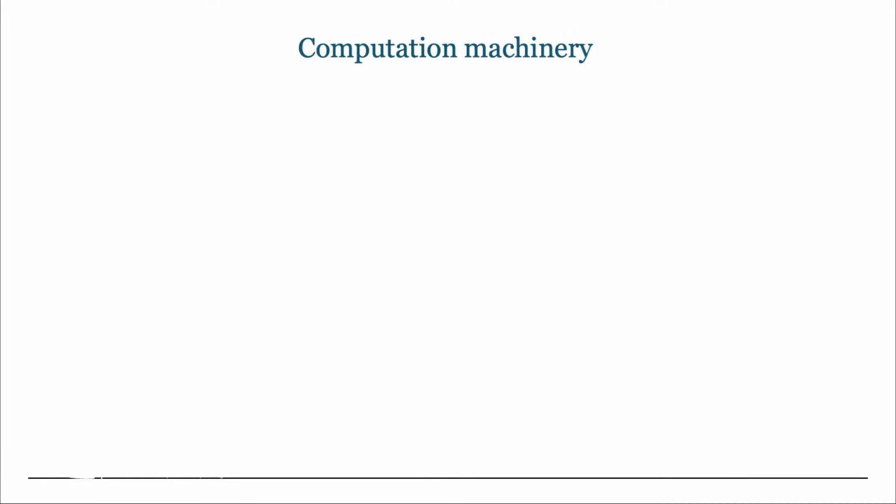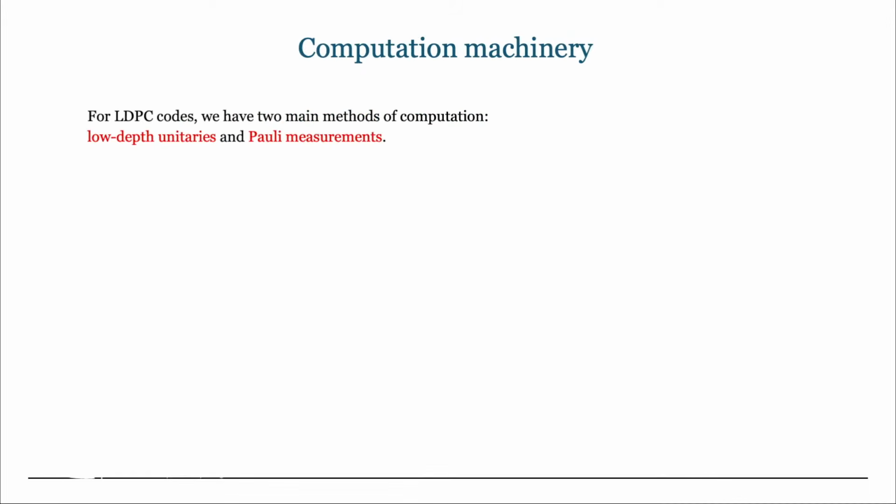Now onto the compute zone. There are two main ways to compute on LDPC codes that we understand now. One is using low-depth unitaries, and the other is using Pauli measurements. Let me discuss both of those a little bit, because there's been a lot of work on LDPC computation. It's honestly a little hard to follow, even as someone who works on LDPC computation. So let me discuss that in a little more detail.